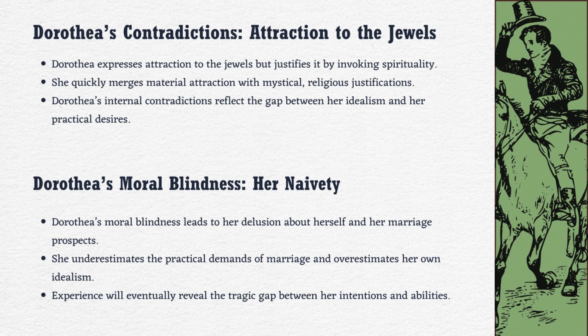And moving on, Dorothea is also blind to her own contradictions, and this moral blindness leads her to underestimate the complexities of marriage.